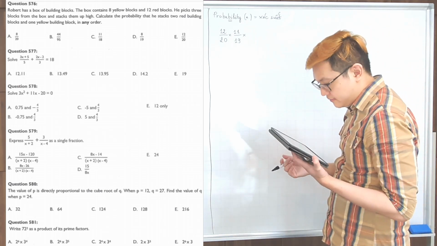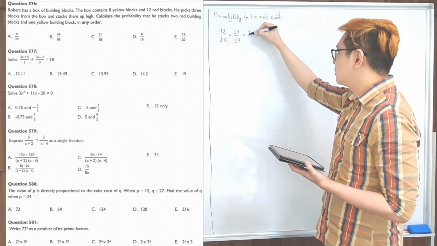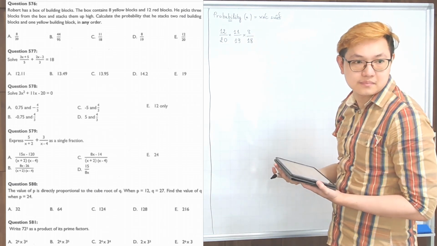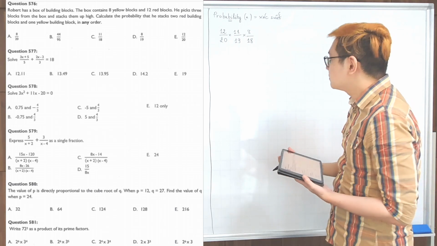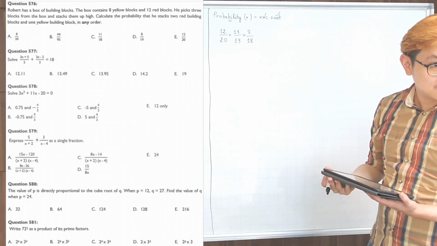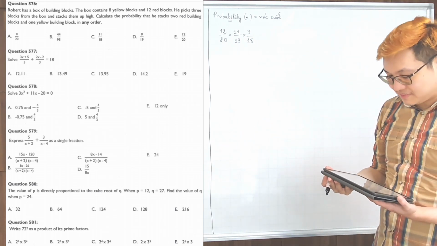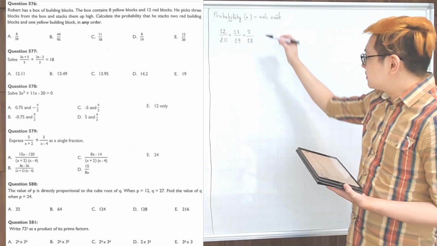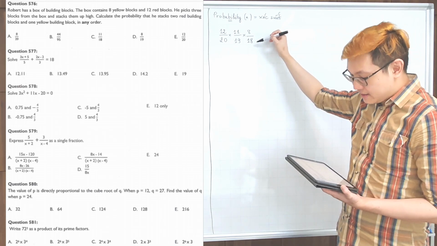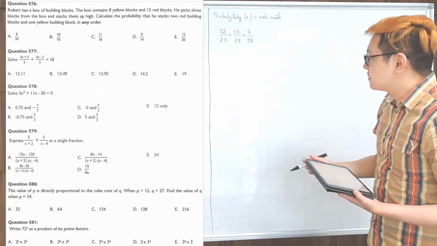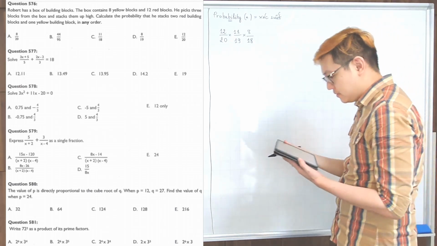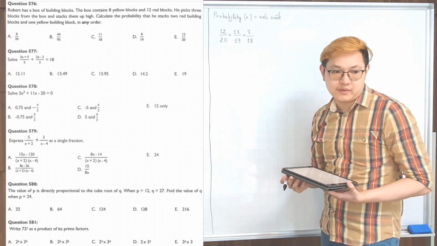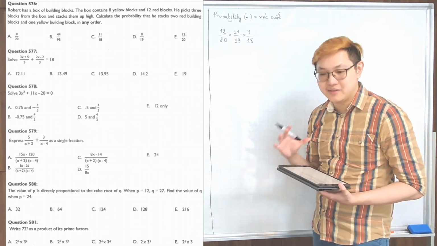So now you have 8, but there are 18 left. Is something wrong? 8 yellow blocks, but there are 18 left in the box. Okay, so we have to find a way to get to the answer without using a calculator, okay?